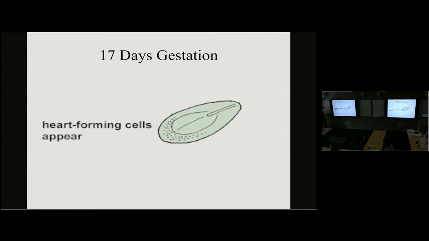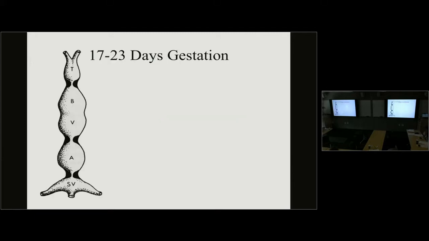So the first thing you should know, at 17 days of gestation, the heart-forming cells appear, okay? It's 17 days. How many people know they're pregnant at 17 days? Nobody, right? So it's amazing, those things are starting to happen already. Somewhere between 17 and 23 days gestation, you get this thing that's called the primitive tube, and this will actually end up being your heart.